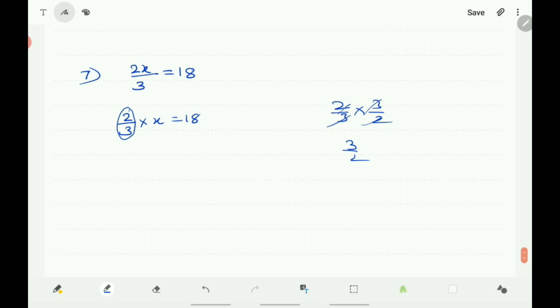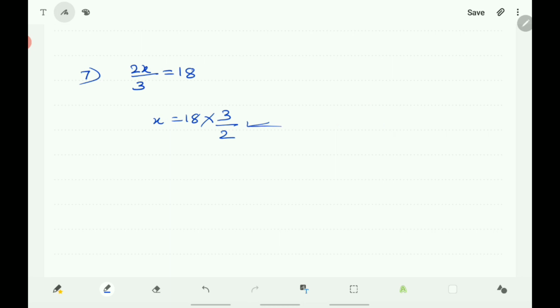3 by 2. So here that is nothing but transferring this 2 by 3 to the RHS, that 3 comes to the numerator and 2 comes to the denominator. So after transferring, 2 to the RHS becomes divided by 3. So it is nothing but multiplying both sides by 3 by 2. So it becomes x equals 18 into 3 by 2.